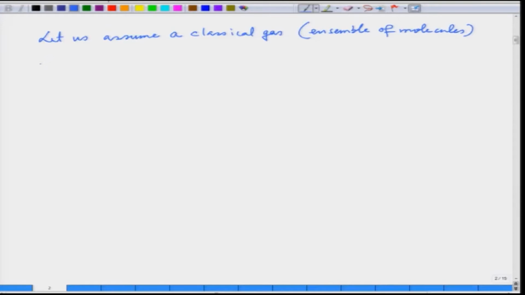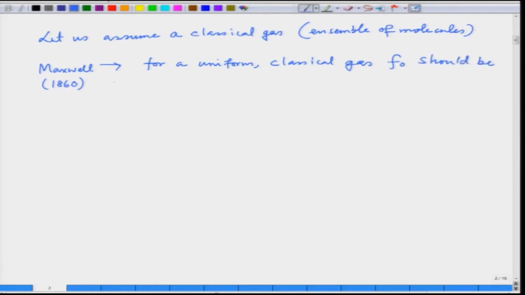So, the system is just left to evolve freely, and then we will try to understand what the distribution function for that is. Now, Maxwell in the year 1860 already pointed out that such a classical gas, if it is uniform or homogeneous, that means the density of the gas is equal at every point in space, then for a uniform classical gas, F0 should be a Maxwellian distribution.